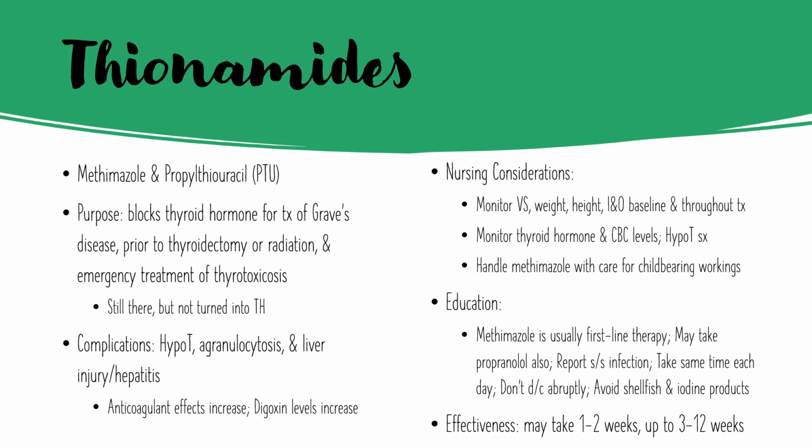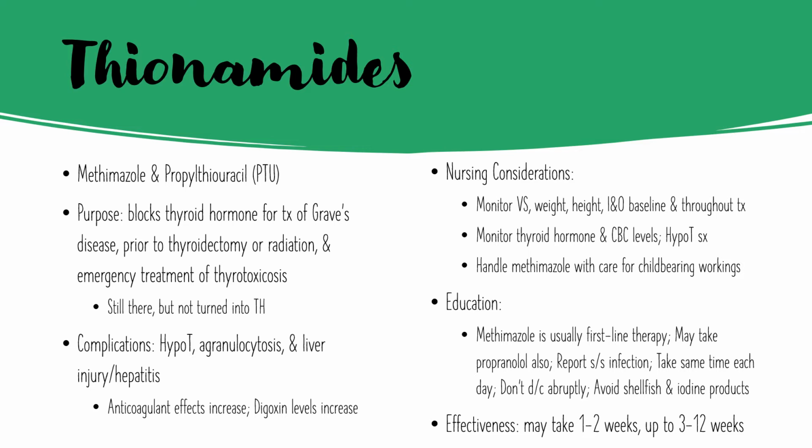Education: methimazole is usually the first line of therapy. We'll go to PTU if necessary. They may also need to take propranolol, because propranolol, being a beta blocker, can also decrease some of their symptoms of hyper, because remember, everything is stimulated. So if we can calm it down, they can kind of manage their symptoms a little bit better with propranolol in conjunction with this medication. So that's something that you might see together.